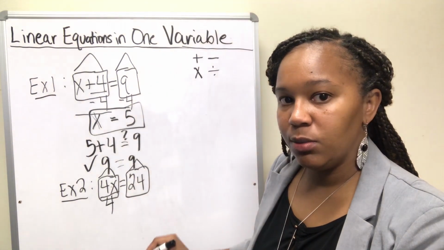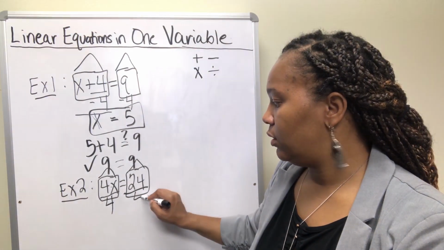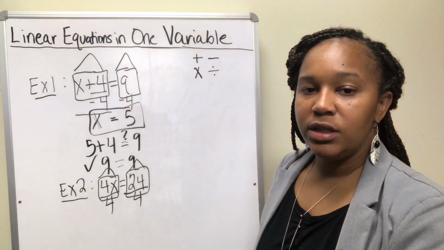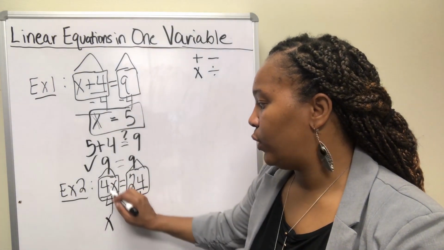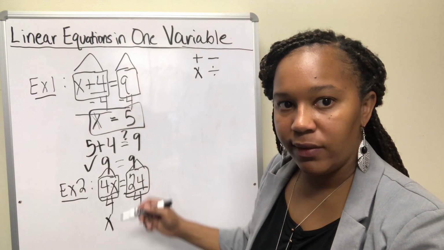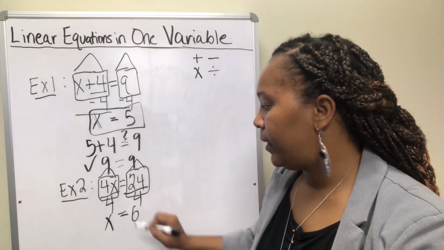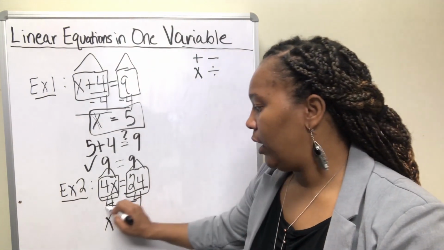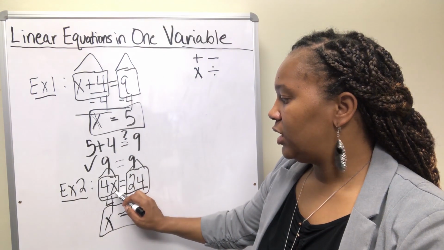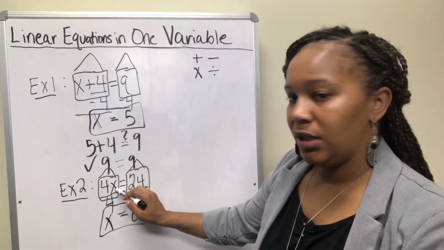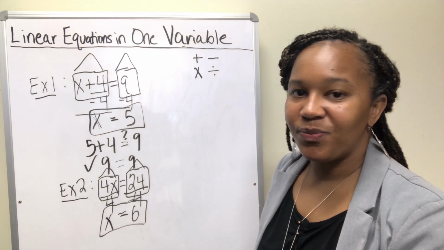And because of the principle, whatever I do to one side, I also have to do to the other side. So I'm going to divide both sides by 4, and that leaves me with x, because 4 divided by 4 is 1, 1x. You don't have to write the 1, you can just write x. 24 divided by 4 is 6. That leaves me with x equals 6. You can check it by plugging 6 back in for x. 4 times 6 is 24, which equals 24, so it checks out.